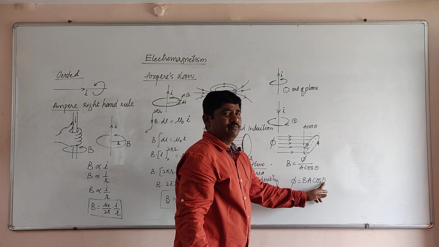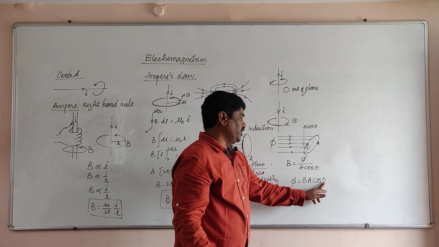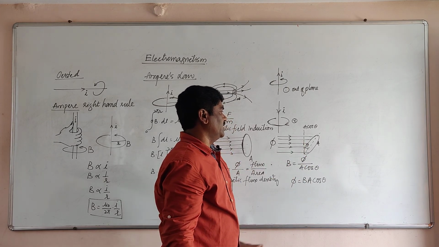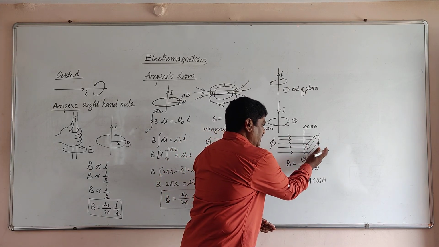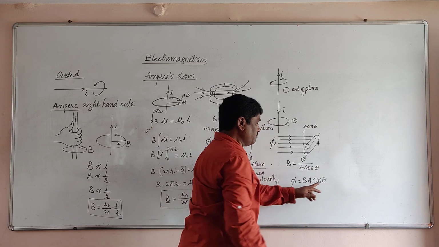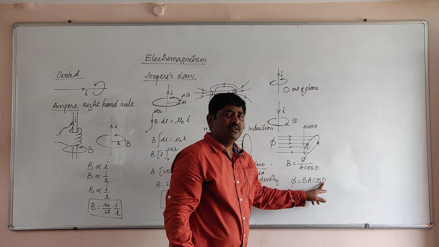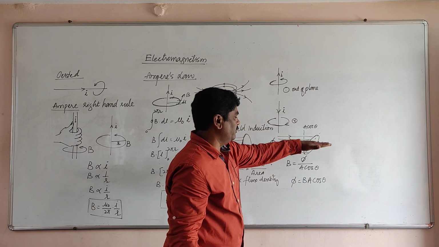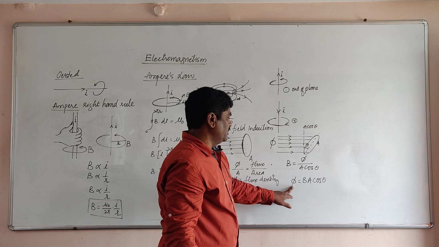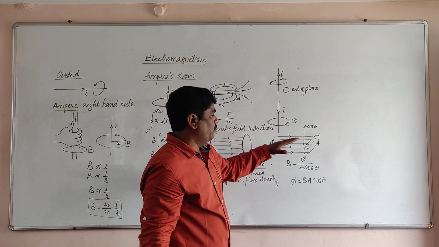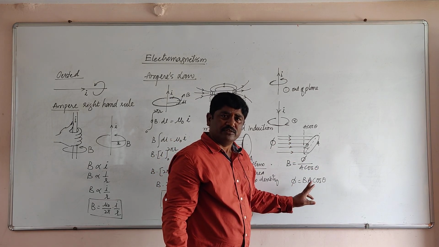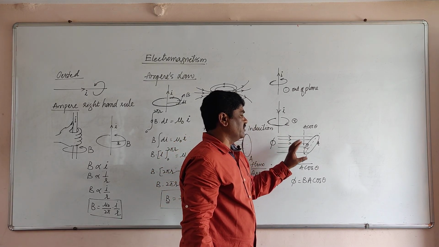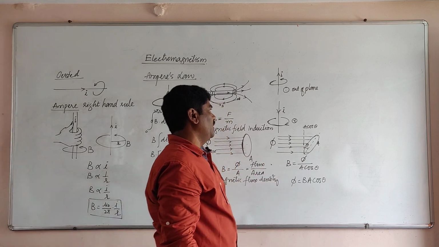Always, you see that normal is 0 degree. 0 means maximum. Cos 0 is 1, so the flux is maximum along the normal. But when theta is 90 degrees, cos 90 is 0. That means this normal is perpendicular to the lines of force, thereby the flux passing through that plane is always 0. So it is calculated when the lines of force are perpendicular to the plane.